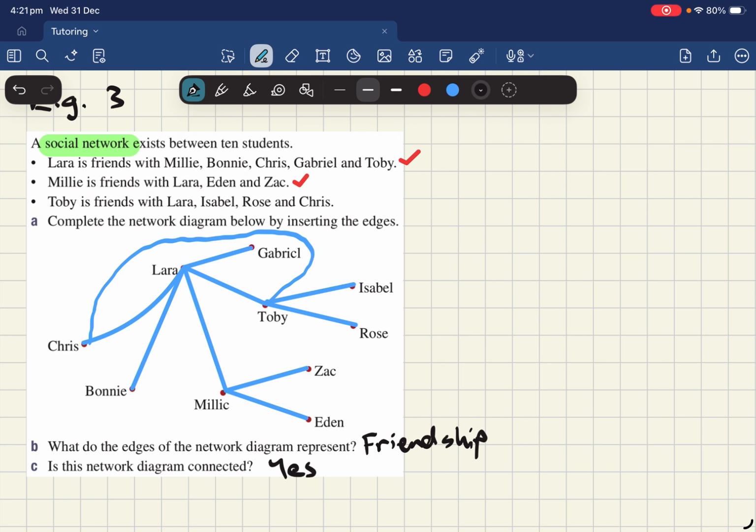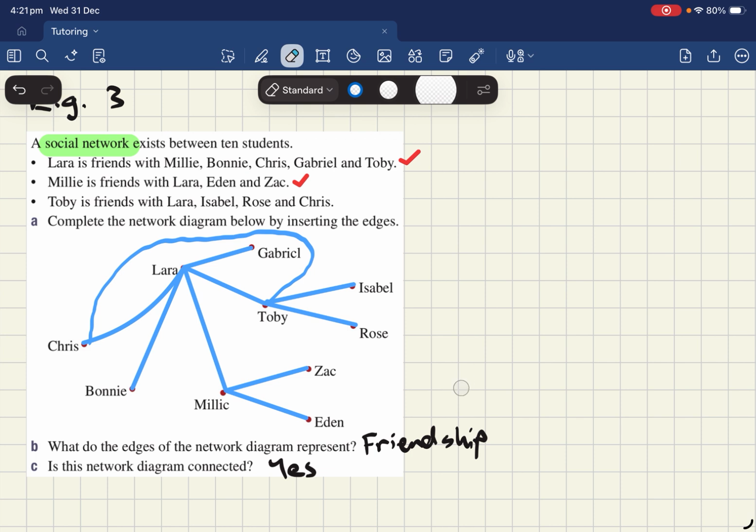If there was, say, one extra person on the end here, let's say this was, I don't know, Adam, this would not be a connected graph. But because everyone is accounted for, there's a way to connect everyone, all the edges connect to different people. We say that the diagram is connected.